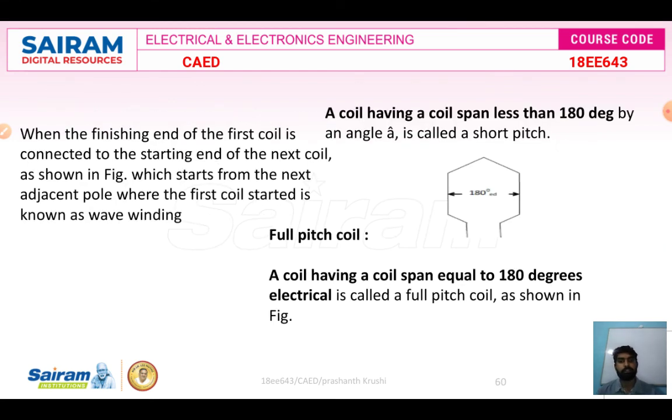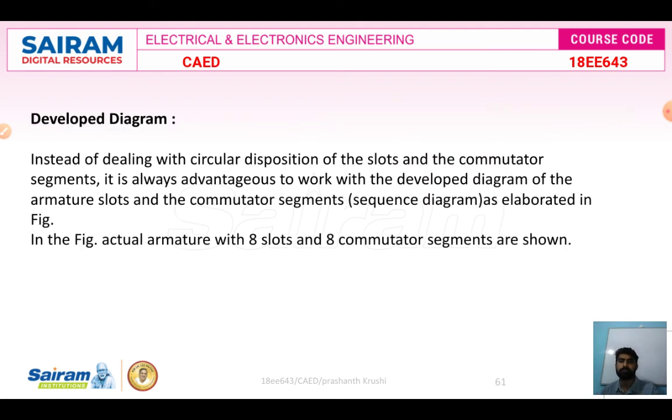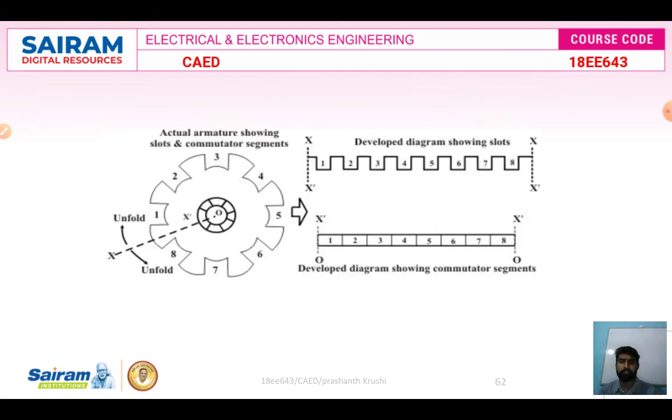So for full pitch or front pitch, the coil has a coil span of 180 degrees, from here to here. We already discussed this. And the developed diagram: 8 slots and 8 commutator segments are shown. See here, this is the developed diagram. The number of slots will be there, and then the armature showing slots and commutator segments, everything is present. Then the unfolded developed diagram shows the commutator segments.